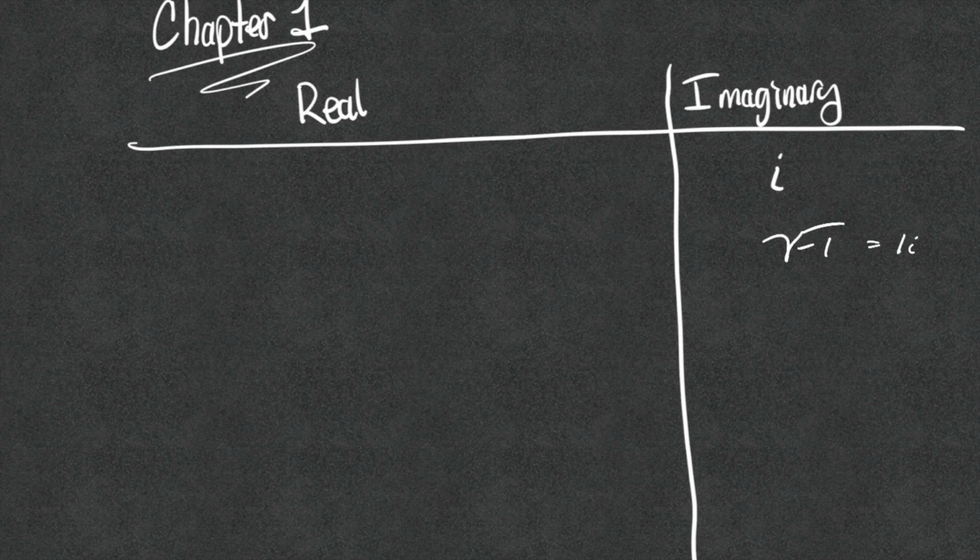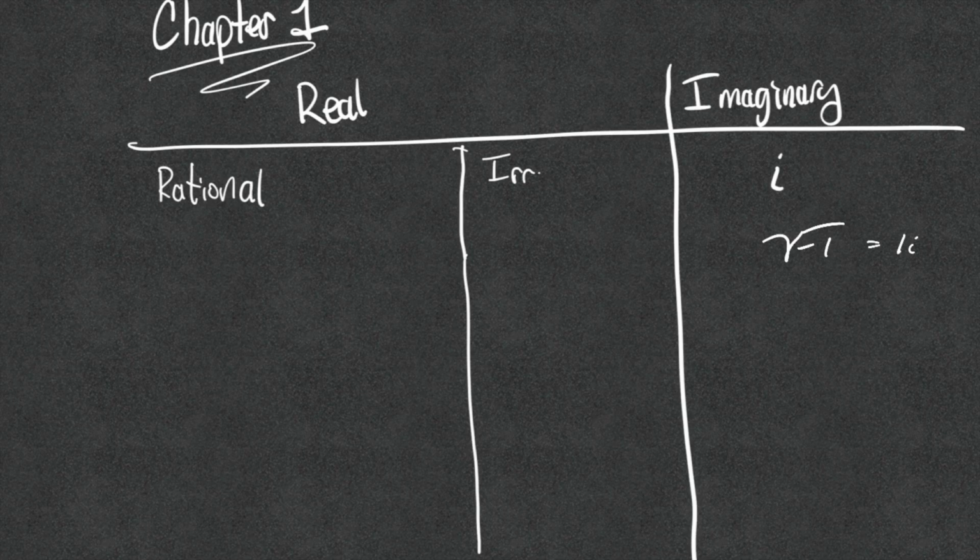There are two main categories of real numbers. We have the rational ones. Yes, you can reason with these. And then we have the irrational ones. Don't even get me started. The irrational numbers are things like pi. Will it ever end? I don't know.